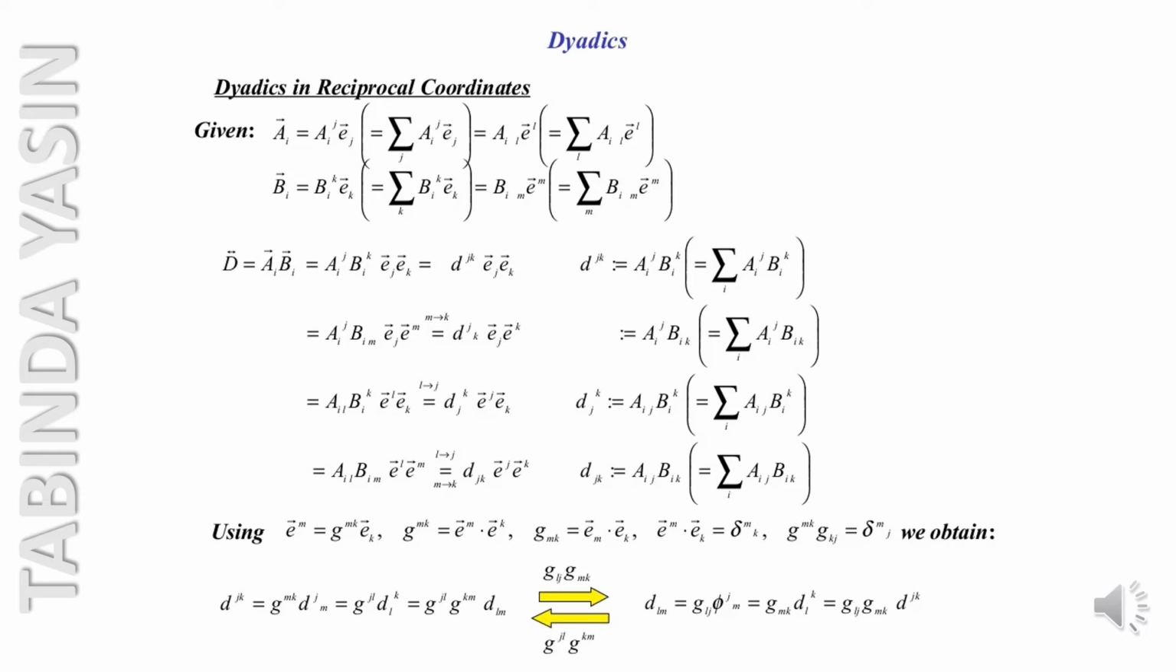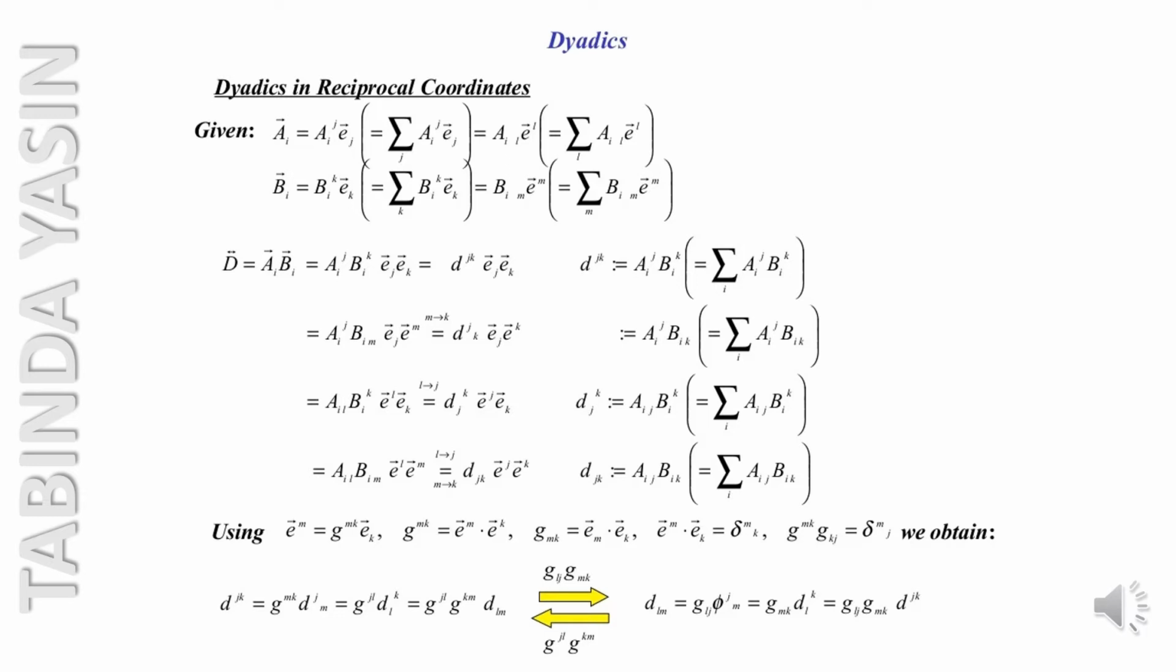And then aij bik ej ek, where l approaches j, that is djk ej ek, where djk is aij bik, that is equal to the summation over i of aij bik.